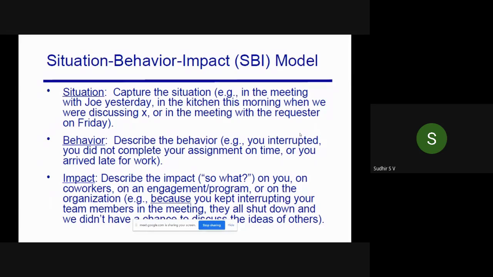Okay, coming back to the topic, situation, behavior, impact model. So once again, you have to be very specific here. You have to capture the situation. What exactly is that? When you give feedback, you have to say, in this particular situation, in this meeting, what did you do wrong? And what is the impact of you doing this wrong?